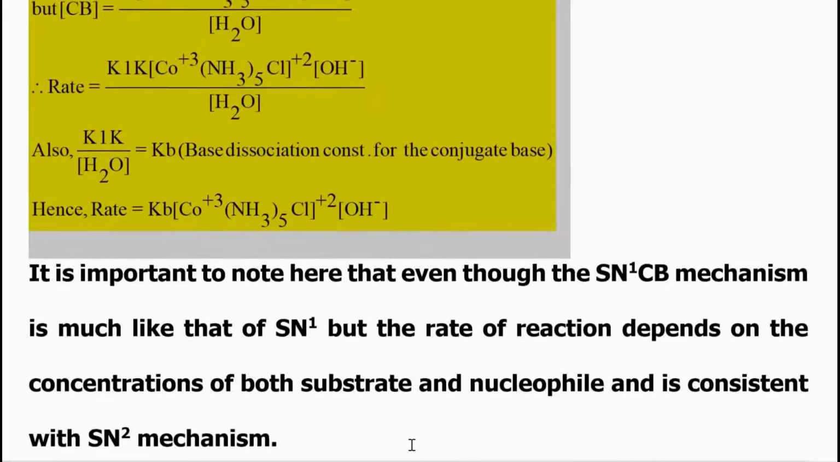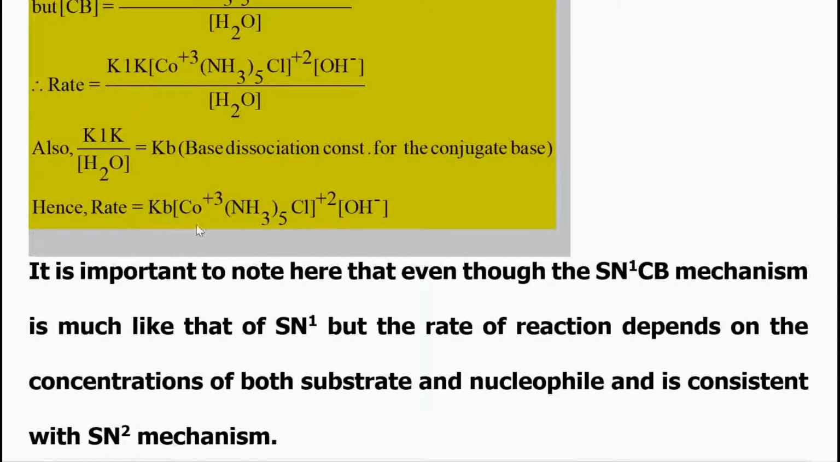Here you can see that the rate depends on the concentration of the substrate as well as the concentration of the nucleophile. So SN1 Cb mechanism is different from SN1 mechanism. How is it different? The rate of SN1 mechanism depends only on the concentration of the substrate, but the rate of SN1 Cb mechanism depends on the concentration of the substrate and the nucleophile. But SN1 Cb is also similar to SN1 mechanism. How is it similar? It follows dissociative mechanism.